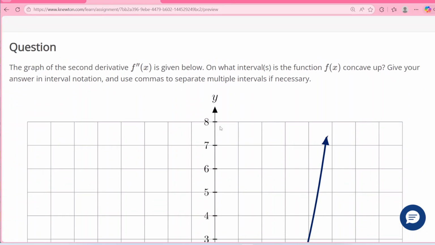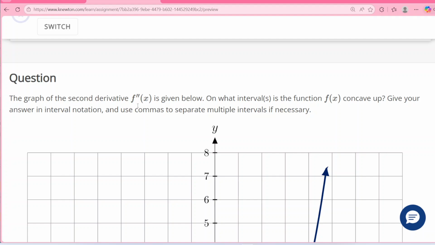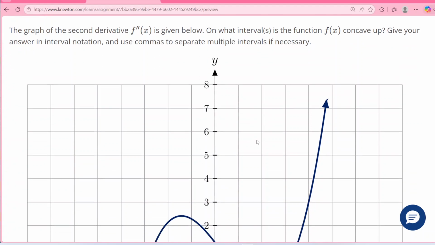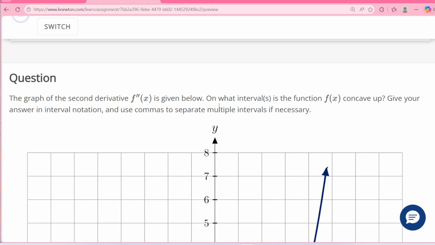All right, so another one similar to this. Now be careful, this is the other way around, right? The graph of the second derivative is given. So this is not the graph of f, not the graph of the original. This is the graph of the second derivative function, the graph of f double prime. So on what interval or intervals would the original graph, f, be concave up? In interval notation, use commas to separate multiple intervals.